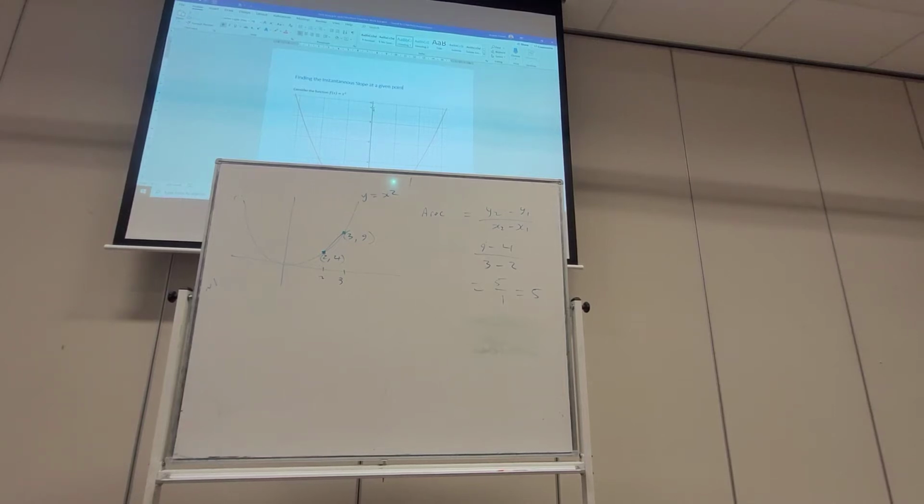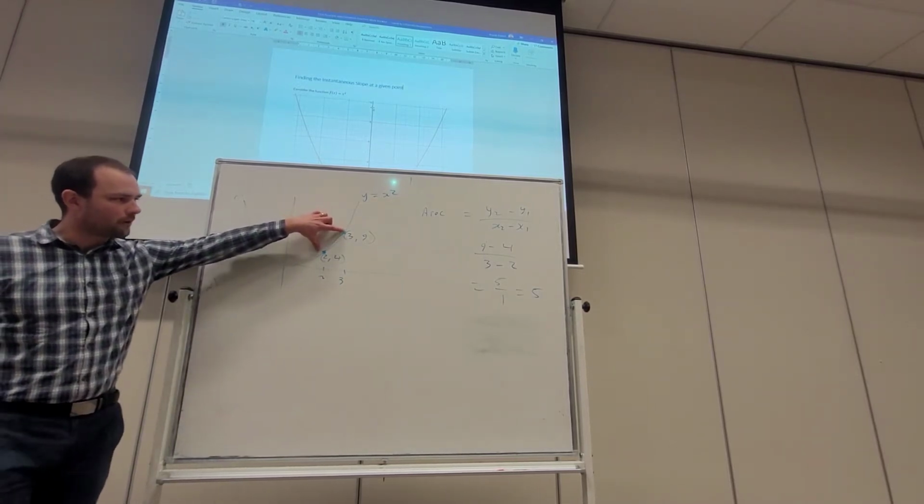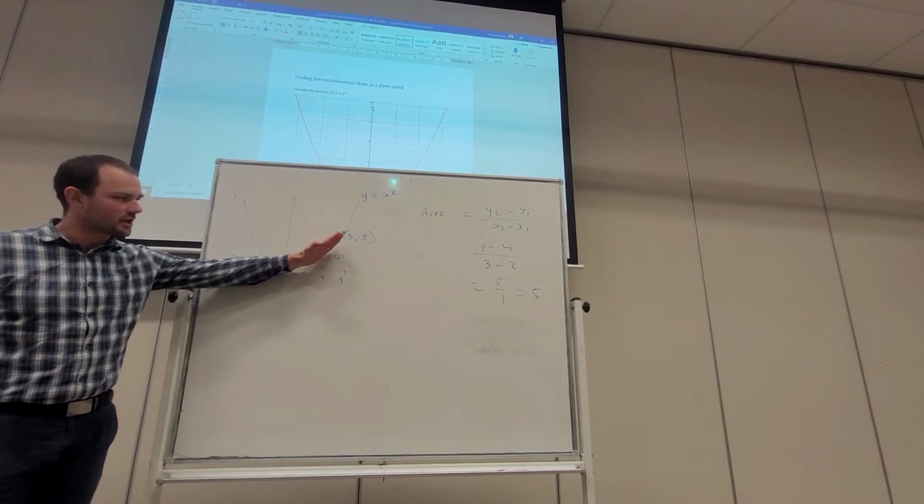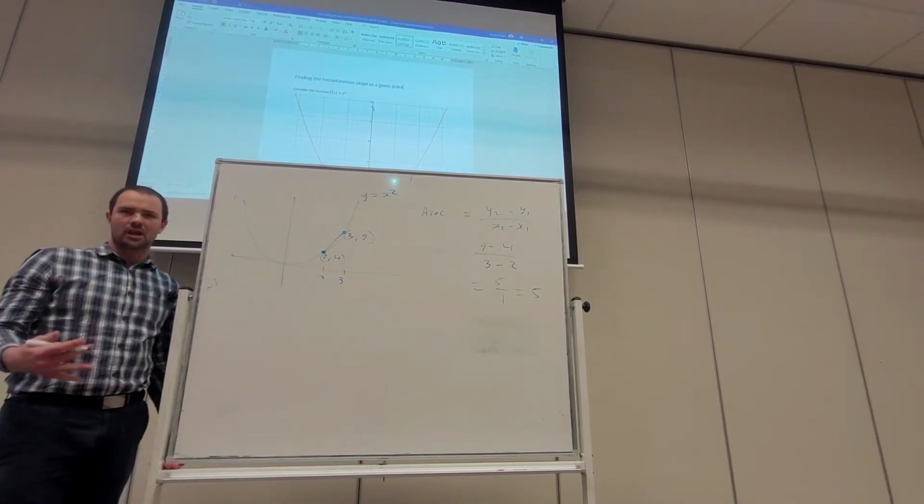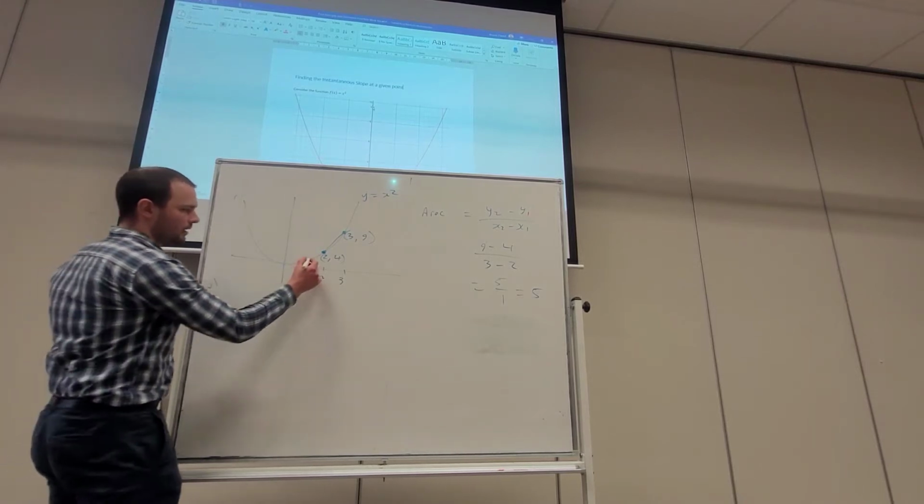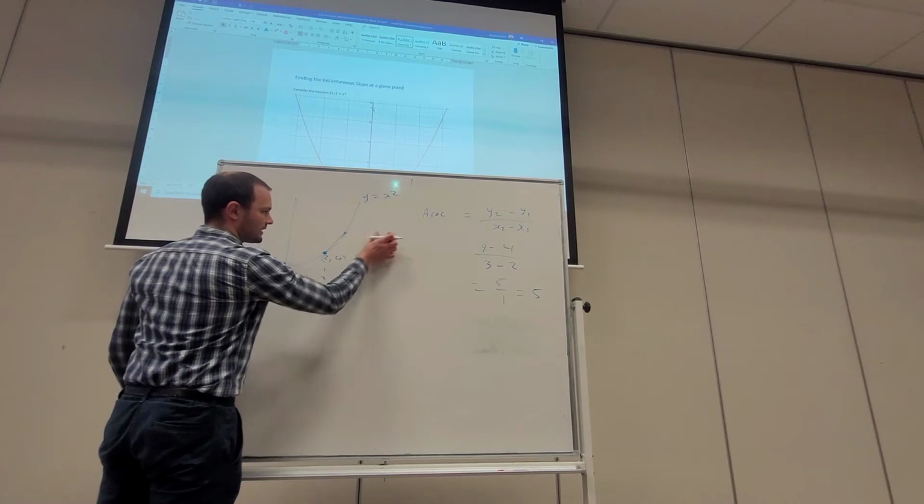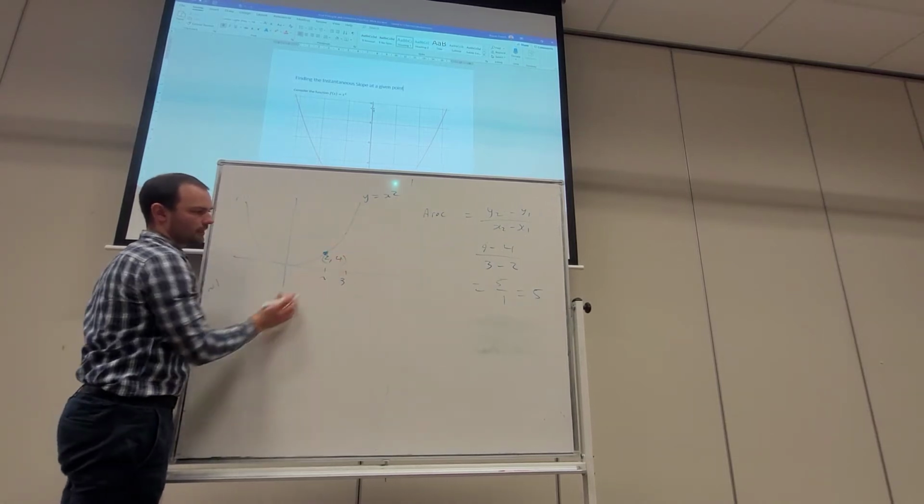Part 2, let us find the instantaneous rate of change at x is 2. So remember, average rate of change is over an interval. Instantaneous rate of change means occurring at that point. Now, how do we find the rate of change at that point? Well, we can draw a tangent. I didn't bring my cool ruler today, but we can draw a tangent. And so a tangent is going to be a line that is parallel to the curve at that point.